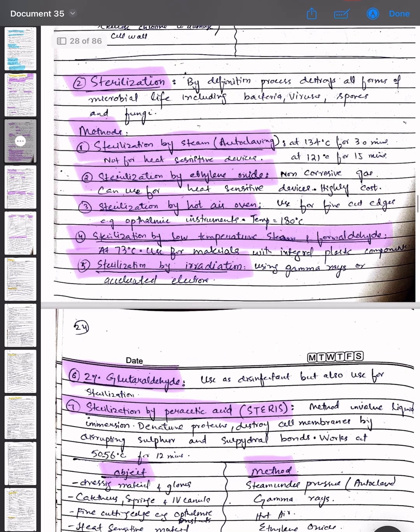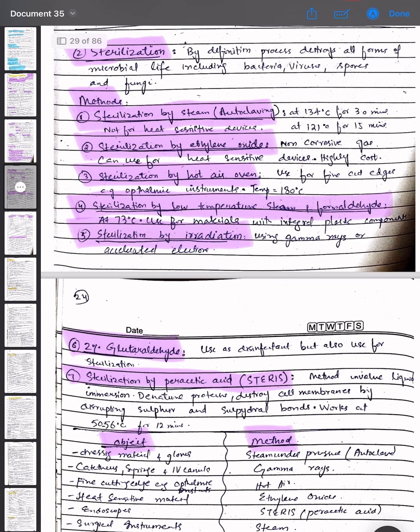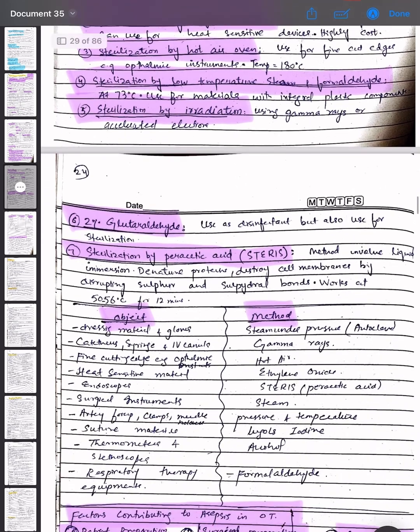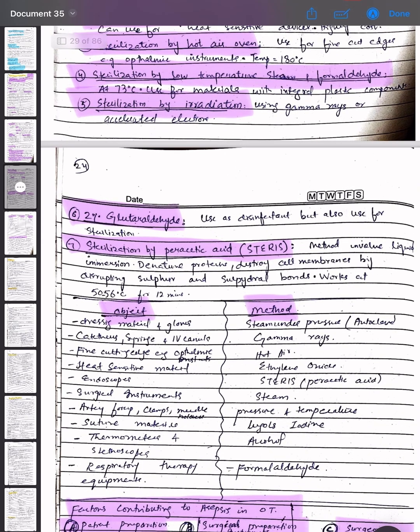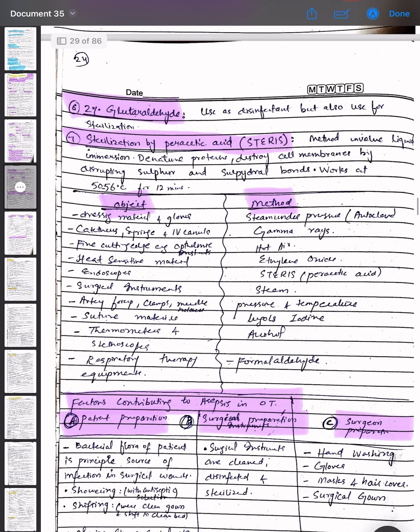then we define sterilization, then what are the methods of sterilization. Sterilization by steam, by ethylene oxide, by hot air oven, by low temperature steam and formaldehyde, and by irradiation. Then 2% glutaraldehyde and sterilization by peracetic acid. Then what are the different objects and what are the specific methods for their sterilization.